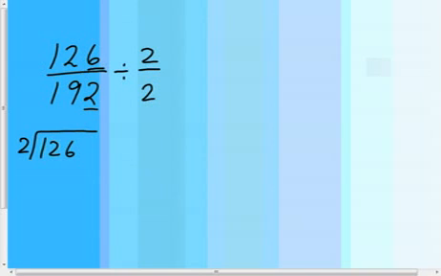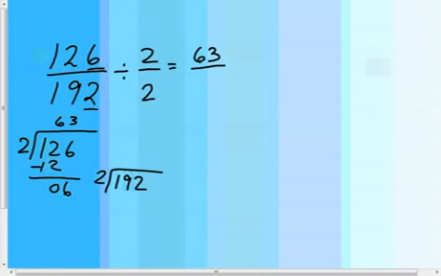126. I put 2 into it. 2 into 12, 6 times, and 2 into 6, 3 times. So 63. And 192. Do my quick division. Gives me 96. Now, those are still really big numbers.